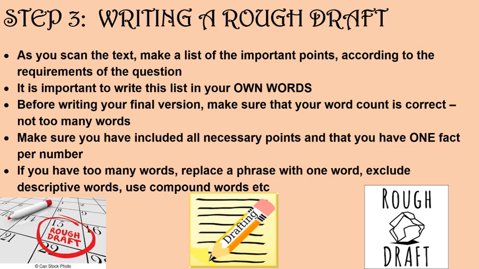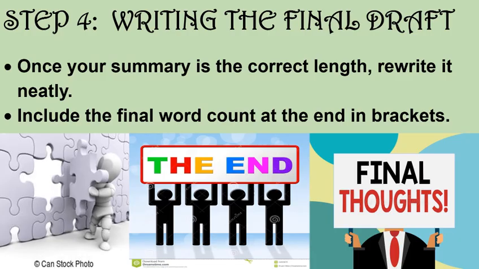If you have too many words, that's what I just said, what can you do? You can replace a phrase with one word. You can exclude descriptive words, in other words, leave them out, and you can use compound words like drought-stricken. In other words, those 2 words with a hyphen in between, the compound word counts as one word. So those are ways that you can shorten your word count if you see that you are exceeding your word count. All right. Step 4, writing the final draft.